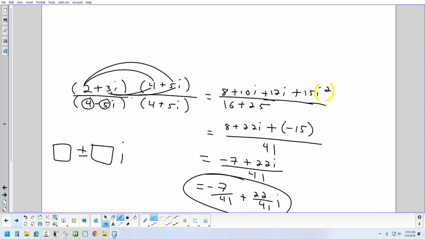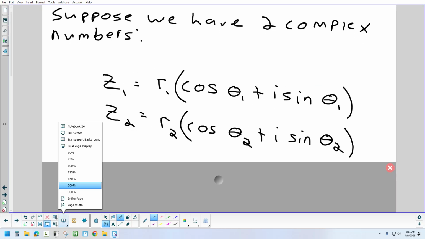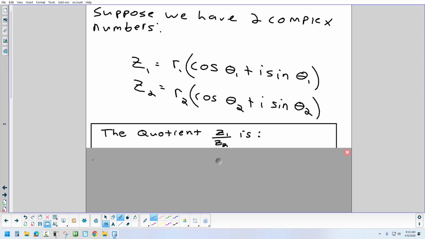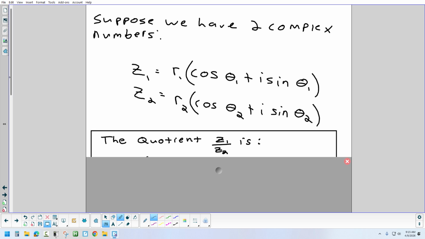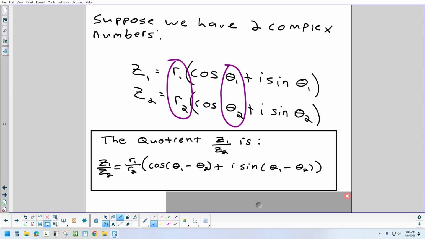Okay, let's look at division. When we have division, what do you think we're going to do with those 2 numbers this time? We're going to divide them. So it's going to be R1 divided by R2. And what do you think we're going to do with those 2 angles? We're going to subtract them. Yep.